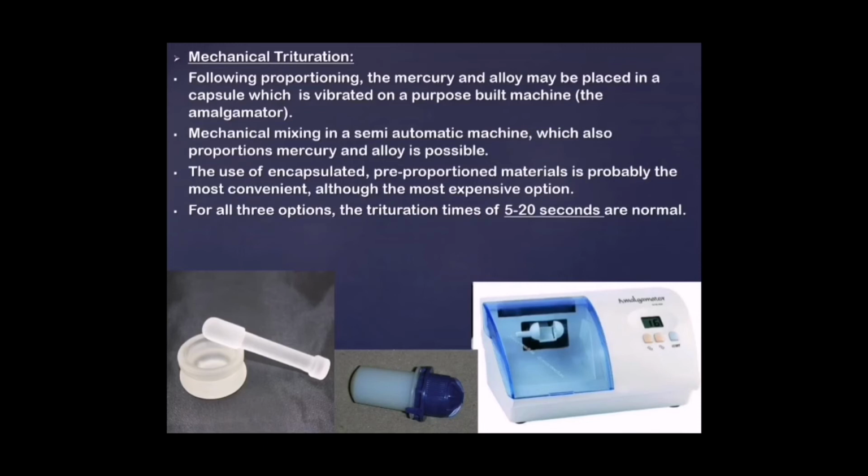Mechanical titration. Following proportioning, the mercury and alloy may be placed in a capsule which is vibrated on a purpose-built machine, the amalgamator. Mechanical mixing uses semi-automatic machines which allow proportioning of mercury and alloy. The use of encapsulated pre-proportioned material is probably the most convenient, although the most expensive option. For all three options, titration times of 5 to 20 seconds are normal.